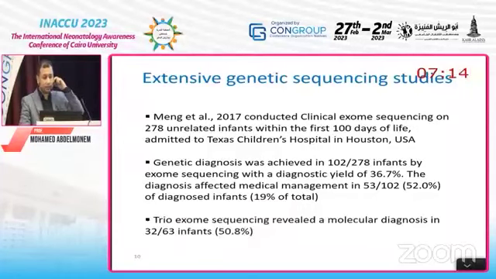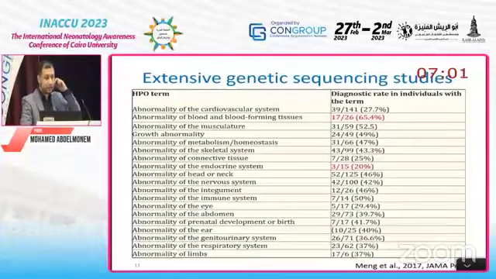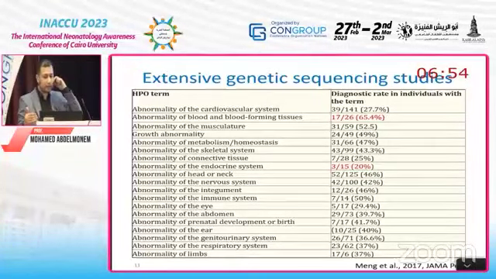Trio exome sequencing in their study revealed a molecular diagnosis in about 50% or 51%, which is a little bit higher than the single individual approach. In their study, the diagnostic yield ranged between 20% in abnormality of the endocrine system to 65% in abnormality of blood and blood-forming tissues, but averaging around 40%.